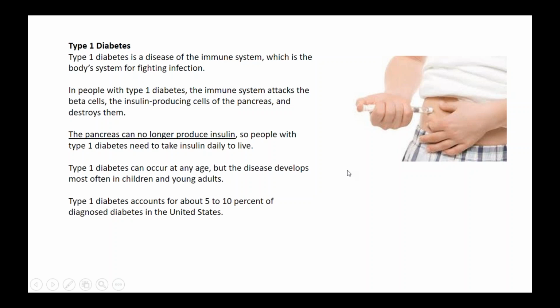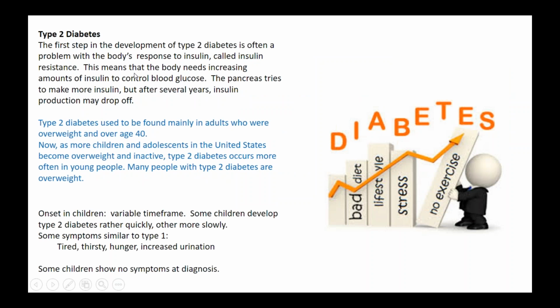Okay? Type 2 often presents as a response to insulin resistance, and we know why. I won't get into that. Type 2 used to be found only in adults who are overweight and over 40. Years ago, I couldn't remember the age, that's why I didn't mention it on the previous slide, but over 40 was a telltale sign, okay? Now, children in the United States are having those, mainly because they're overweight. Some of the telltale signs are that you're going to be tired all the time, lethargic, thirsty, hungry, and you're going to be peeing a lot, okay?